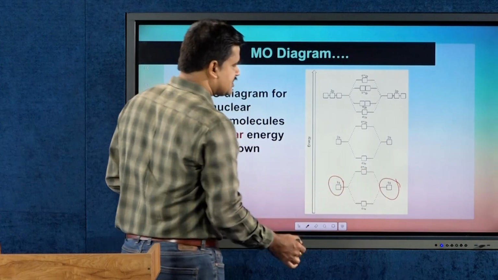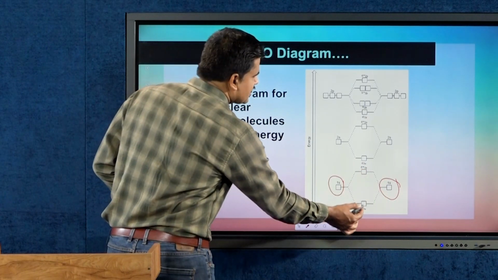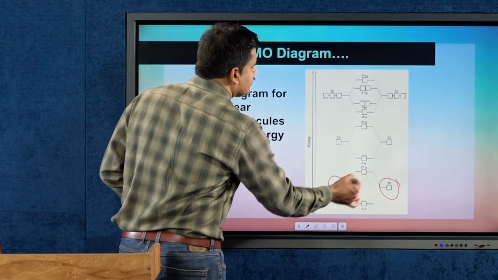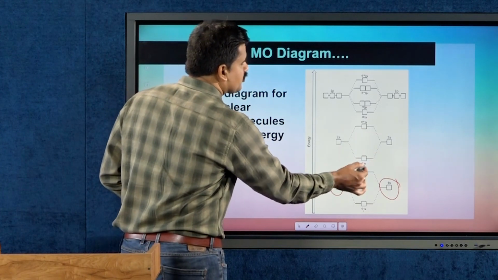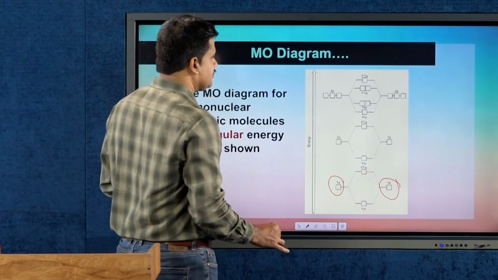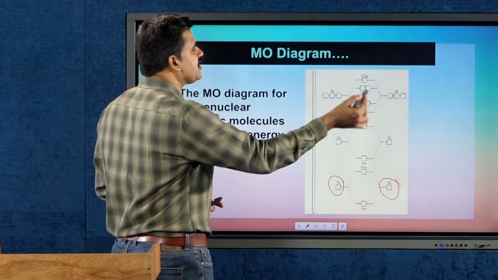1s and 1s combine together to produce sigma 1s and sigma star 1s. Sigma 1s is lower in energy, sigma star 1s is higher in energy compared with 1s. In a similar way, two 2s atomic orbitals combine together to produce sigma 2s with low energy and sigma star 2s with high energy. Similarly, here there are the p orbitals, 2px, 2py and 2pz.